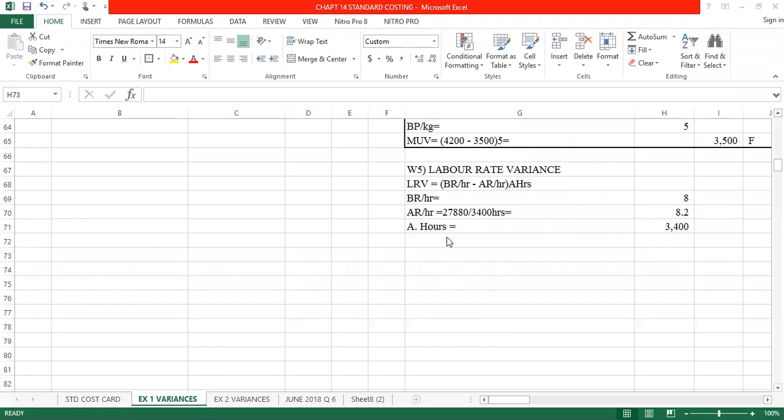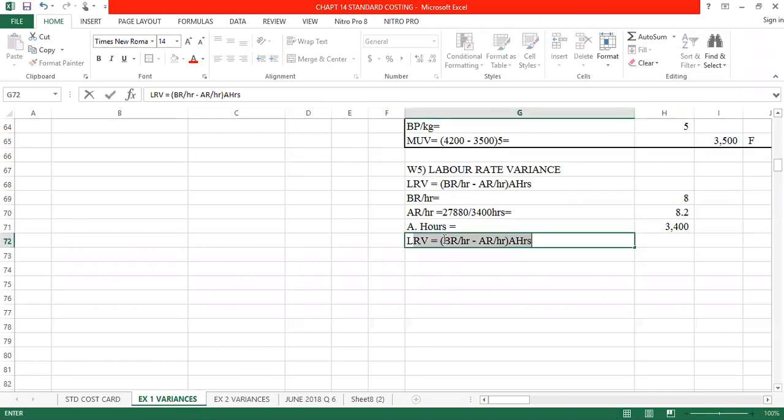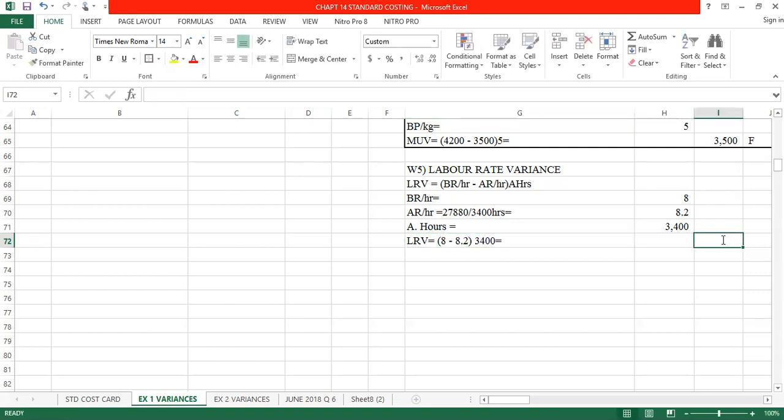So are we in a position? Labor rate variance is therefore equal to budgeted rate per hour, 8, minus 8.2 times 3,400. Somebody get me that? It is equal to 8.2 minus 8 times 3,400. So what do we get? 680.